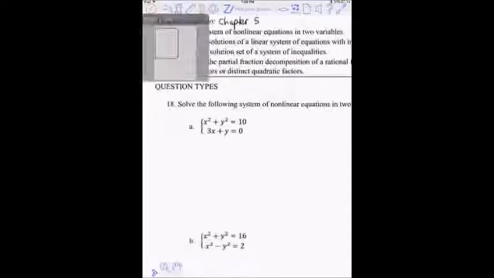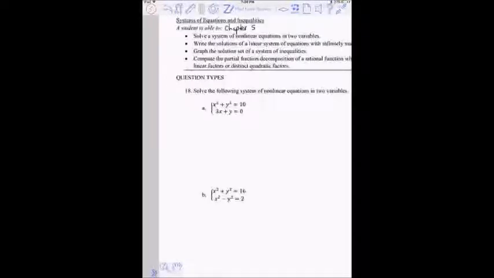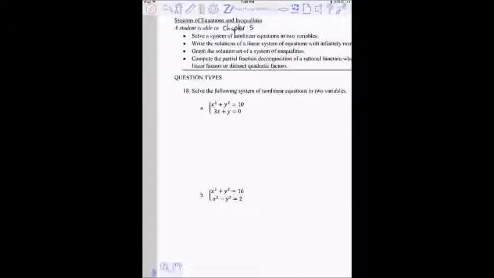Both of these questions, 18, well, part A and part B, are from section 5.4, which is solving nonlinear systems of equations. But you have to solve these using two different techniques. One can be solved using elimination. The other one can be solved using substitution.